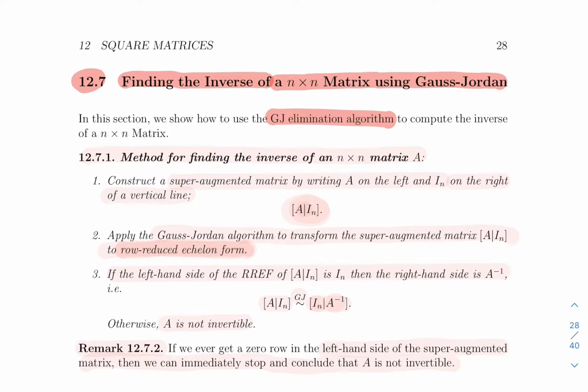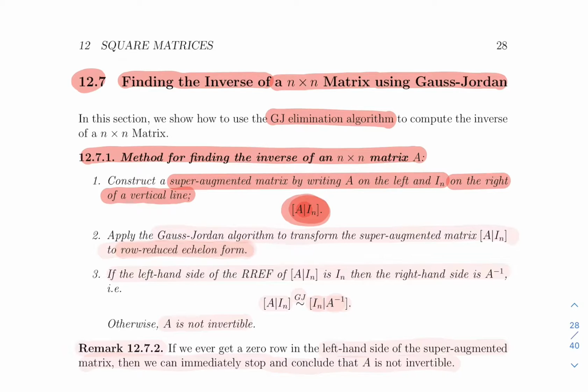So if you're okay with Gaussian, you're good for that section, and of course for the section after, which is like using the inverse to compute some other things. So what is the method to compute the inverse of an n by n matrix? The first thing you do is you construct this super augmented matrix from A by putting A on the left side and the identity matrix of size n by n on the right side of the vertical line. So you're creating this super augmented matrix, A augmented by the identity matrix.